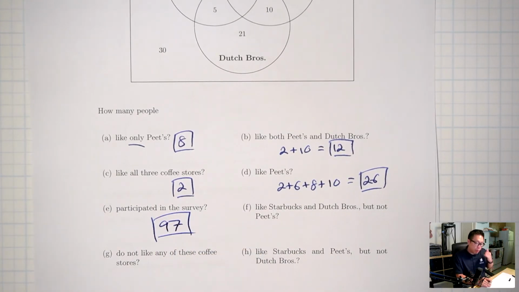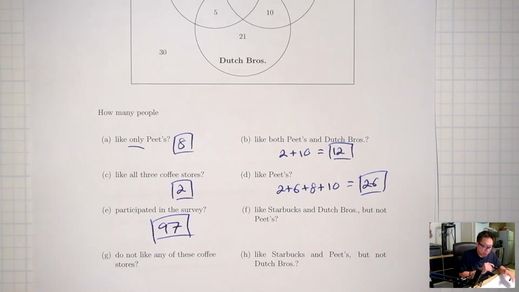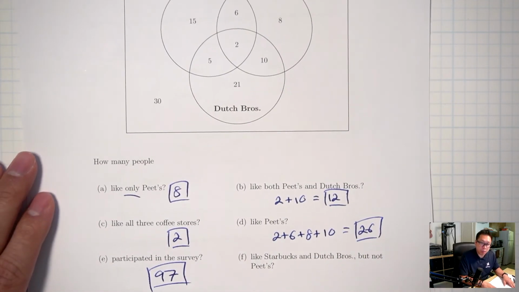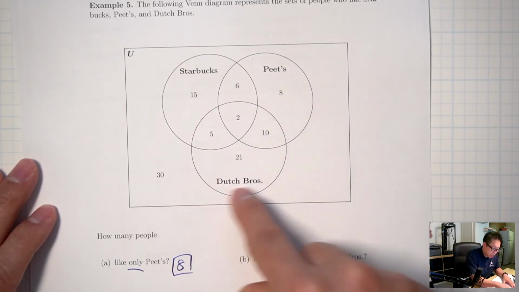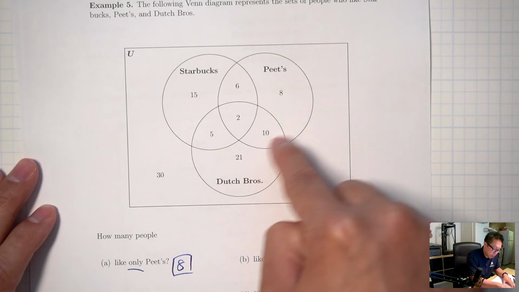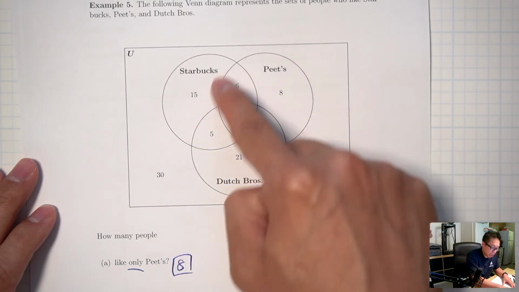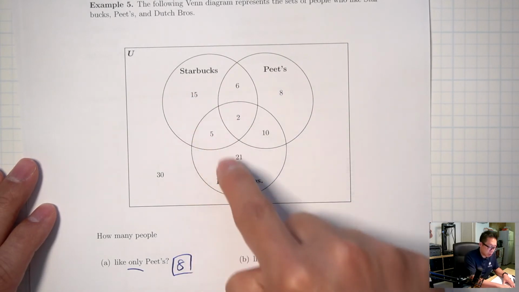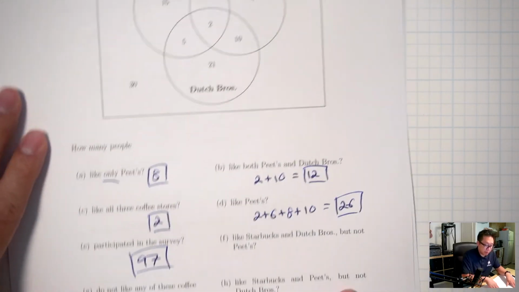Part F, how many people like Starbucks and Dutch Bros, but not Pete's? So this is saying how many people are inside both Starbucks and Dutch Bros, but outside Pete's. So inside Starbucks, inside Dutch Bros, outside Pete's. This 5. Right? 5 is inside both Starbucks and Dutch Bros, and at the same time outside of Pete's. 5.